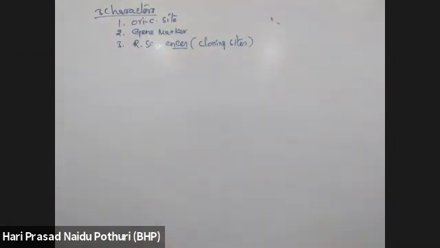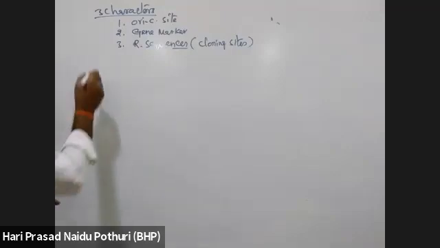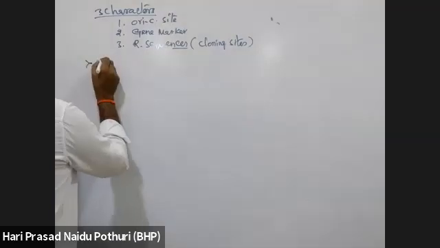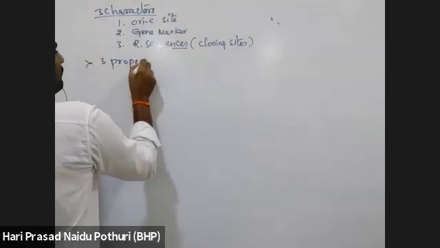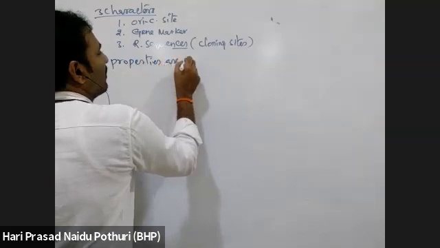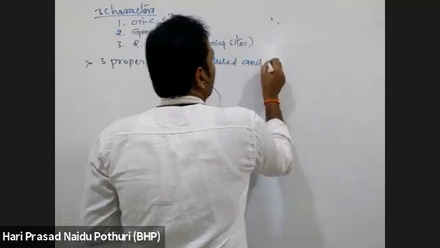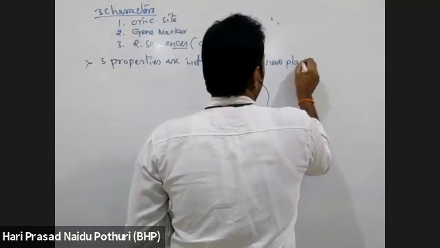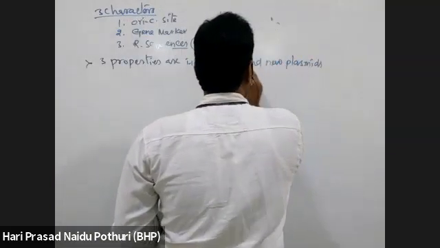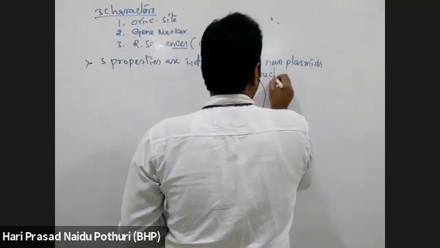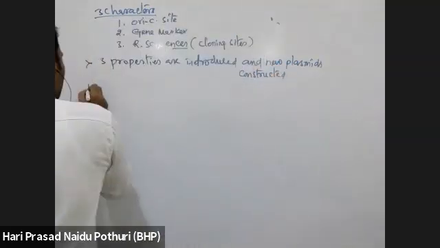pBR322 is a constructed plasmid, constructed by P for plasmid, B for Bolivar, and R for Rodriguez. 322 is its identification number. So it is a constructed plasmid. Here the three properties are introduced and new plasmids are constructed with all these properties. That is very important. Let us see them one by one.